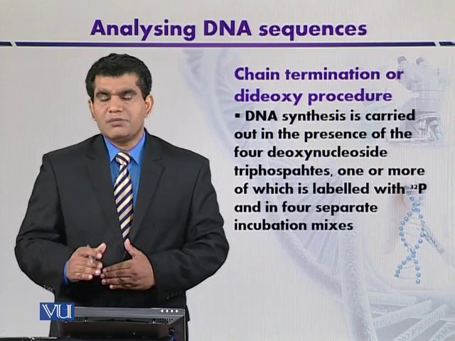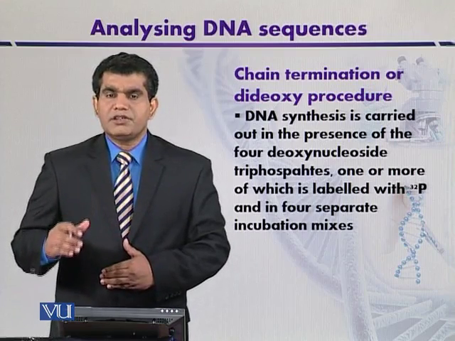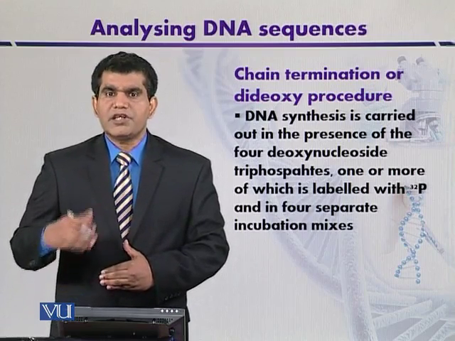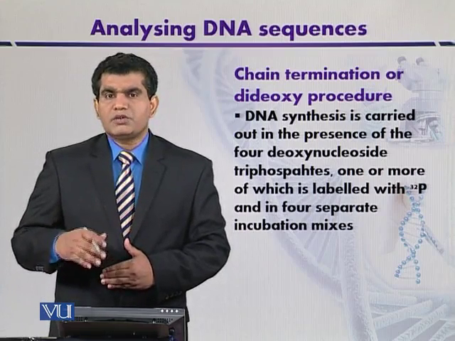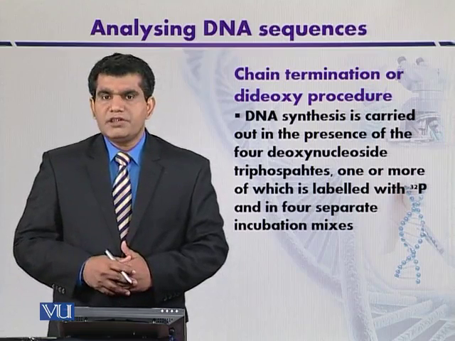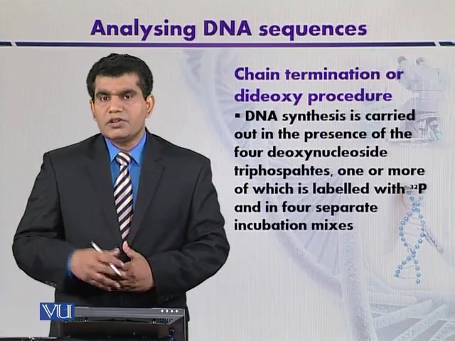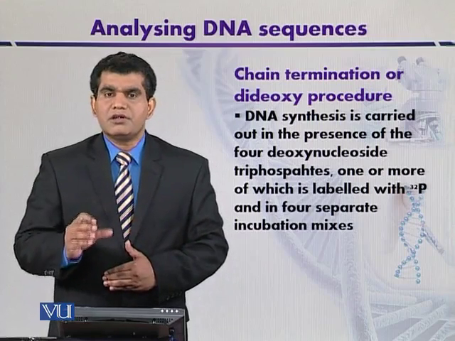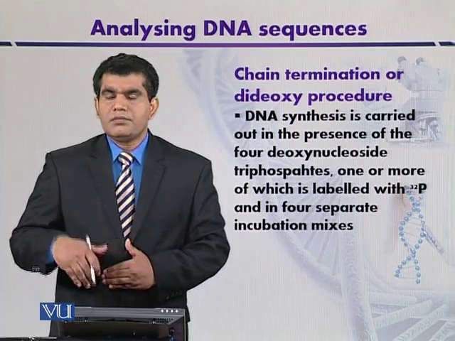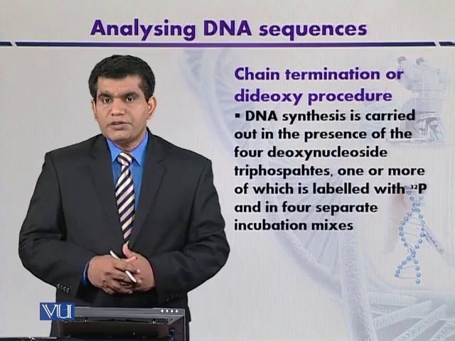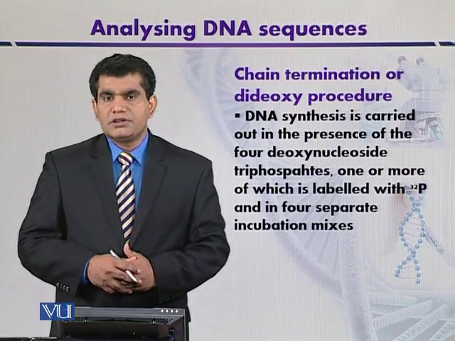The reason is chain termination because of the presence of some modified bases in the reaction mixture. So the reaction mixture contains normal bases, that is, all 4 dNTPs, and some concentration of dideoxynucleoside triphosphate in a particular reaction mixture. So all 4 reaction mixtures are processed in the presence of the respective dideoxynucleotide triphosphate.